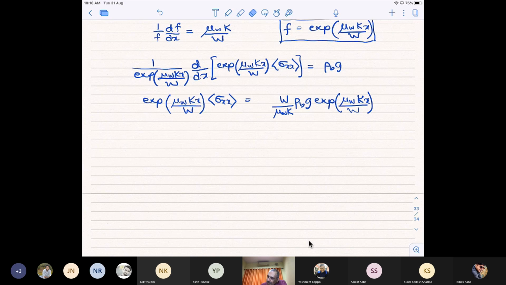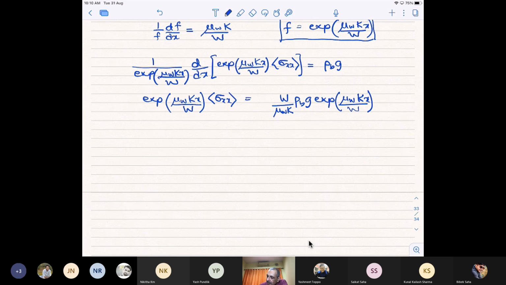Okay, so this is what the solution is. And then of course you have plus a constant of integration, which is C1. I think this is the correct answer. Yeah, rho b g w by mu k. So this is correct. Now, what is the condition that sigma xx is equal to 0 at x equal to 0?